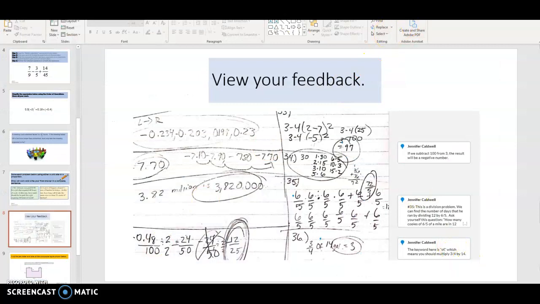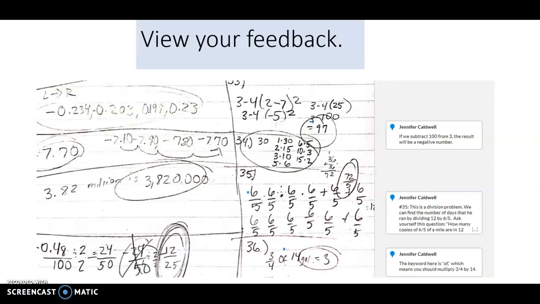So if we look here at this screenshot, this is a sample of a student who submitted his or her written work, and there were some mistakes, but what I did was I went in and I pinpointed where those mistakes were. So you can see the little blue pin, and then off to the side, I elaborate on what the mistake was. So you could see this person got an answer of 97, but it actually should have been negative 97, and I gave them some feedback.